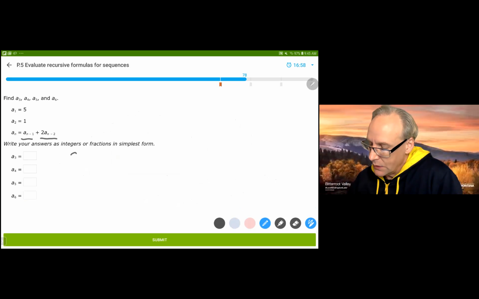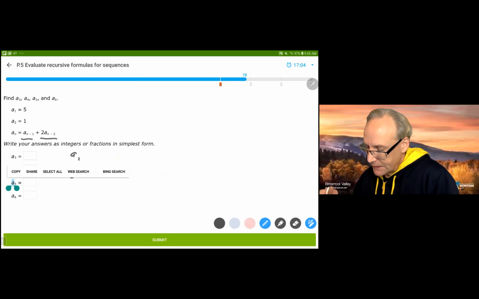So we have A1, and I'm going to go a little faster this time. That 5 is 5. Oh man, come on now, stop that. There we go. I don't know how to get rid of that thing. Let me stop. There we go. Just had to double tap or something. A2 is going to be 1.